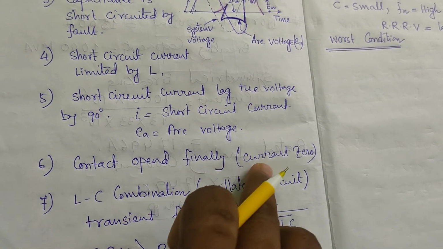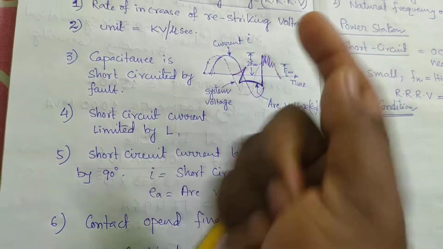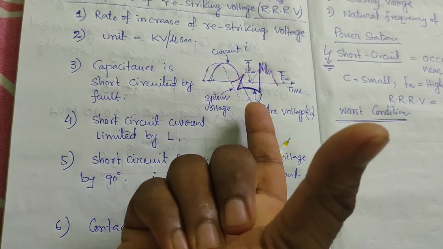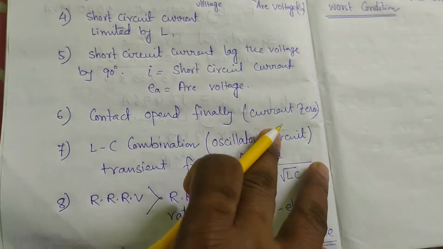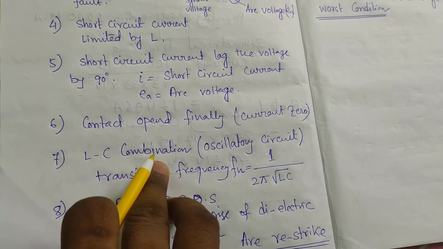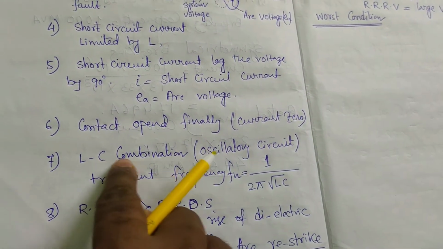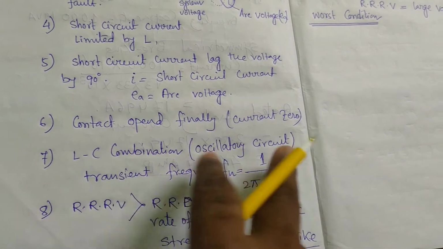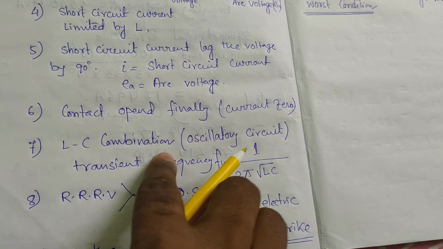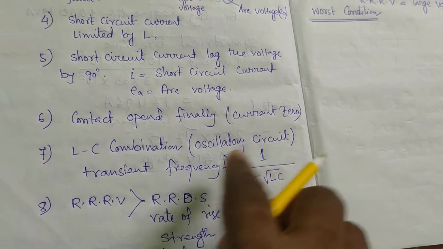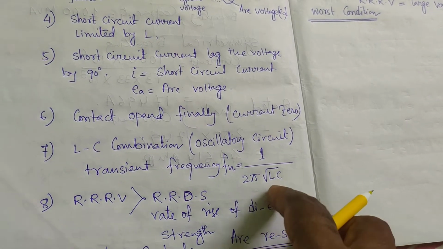Contact opens finally and the current is 0. When the fixed contact and moving contact open, the current will be 0. When the current is 0, we consider the circuit as a series LC circuit, and the LC combination will be an oscillatory circuit. A transient frequency will be there: Fn equals 1 over 2 pi root LC.